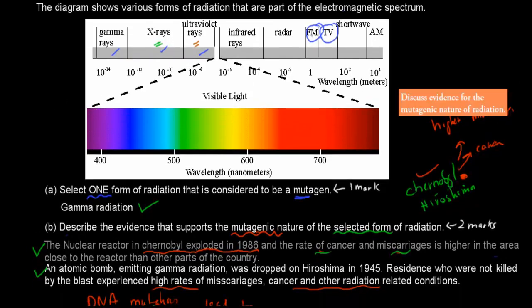That's your question. It comes from this dot point: discuss the evidence for the mutagenic nature of radiation. So that was more or less these two combined.